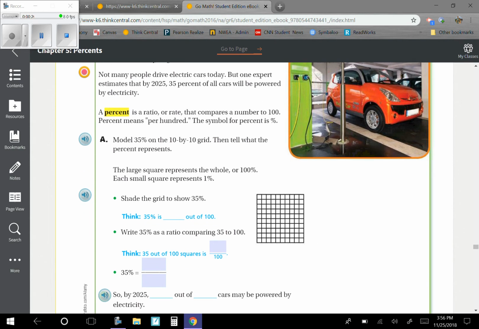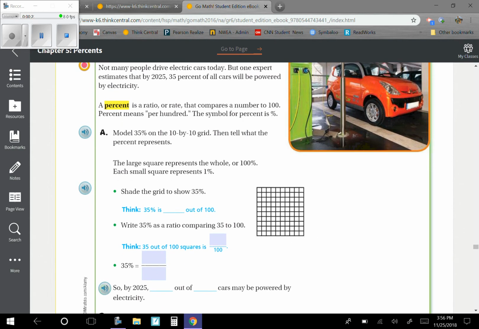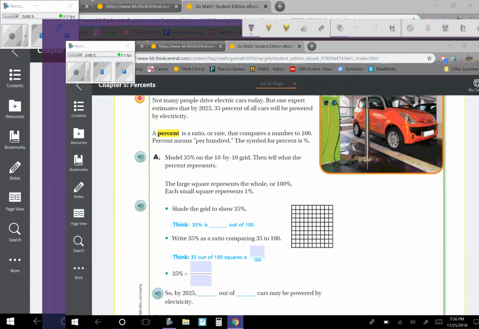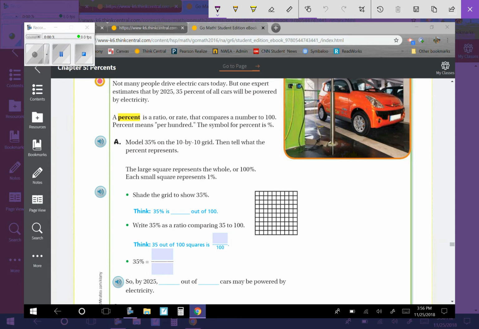Investigate. Not many people drive electric cars today, but one expert estimates that by 2025, 35% of all cars will be powered by electricity. A percent is a ratio or rate that compares a number to 100. Percent means per 100, so that tells you right there that it compares it to 100. The symbol for percent is that little symbol with a line and the two circles on top and bottom.